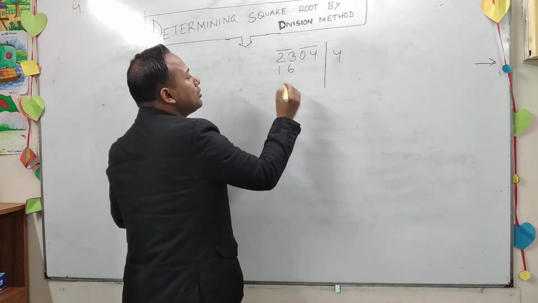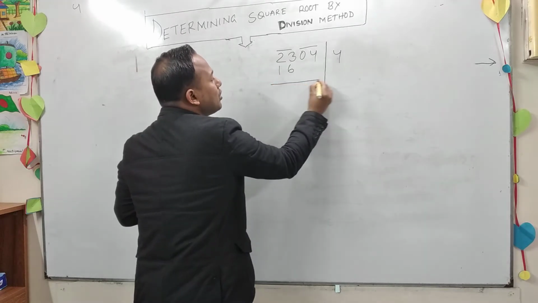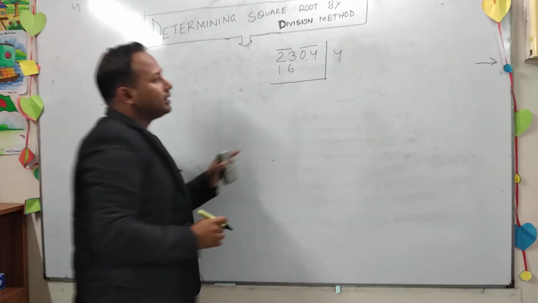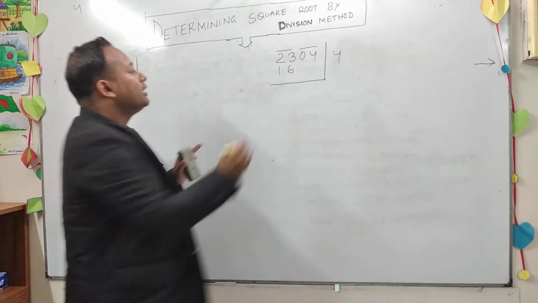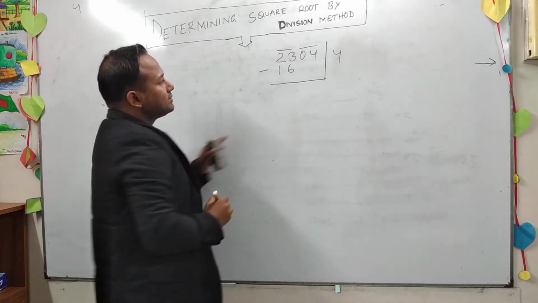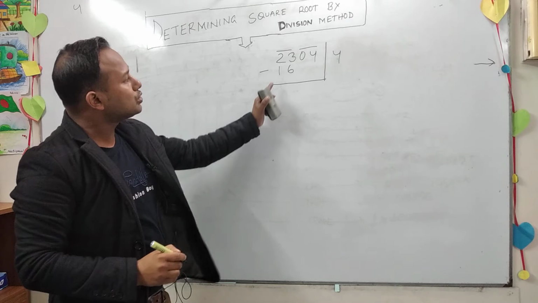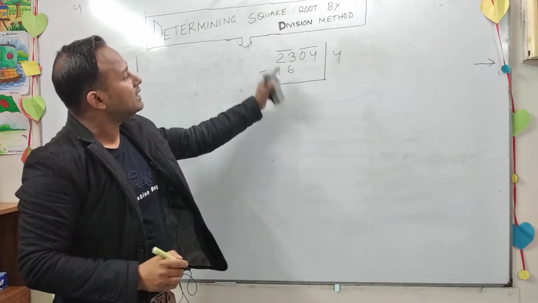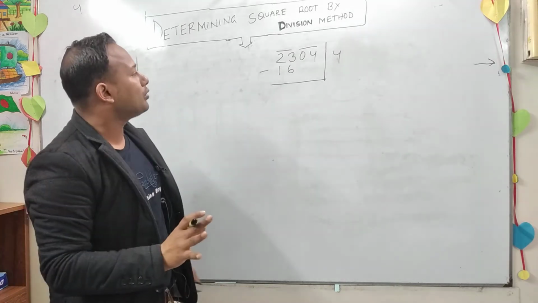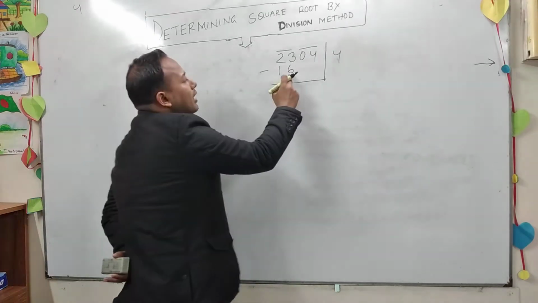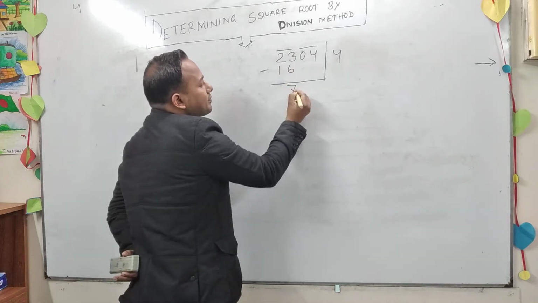Now you will have to draw one more line, and you have to deduct. Deduct 16 from 23. If you deduct 16 from 23, what are we going to have? We are going to have 7.